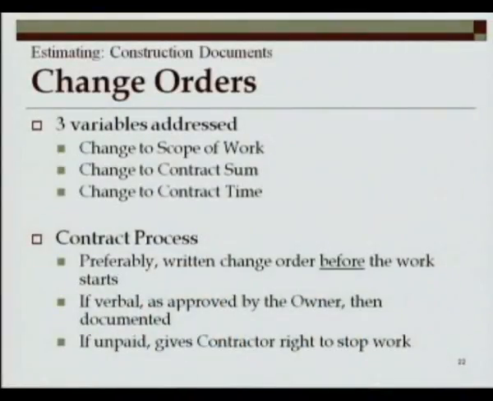There's 3 variables that are addressed on your change orders. It's the scope of work, the change of the contract sum, and the contract time. And if you're a remodeler, this stuff is very important. Okay. Change of the contract time. I'll just share with you some stories out of arbitration.